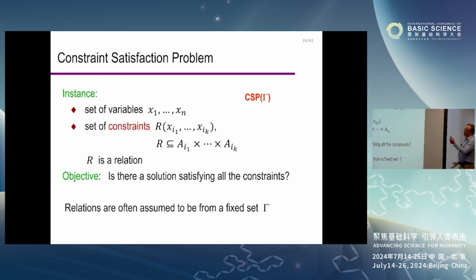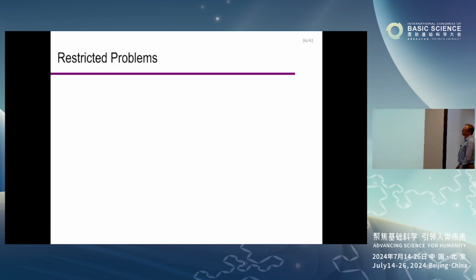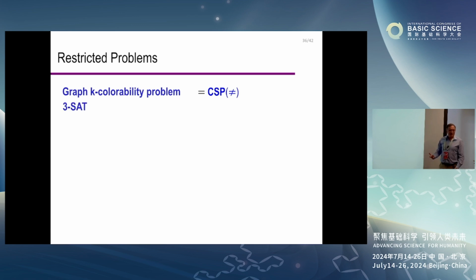Okay, so examples. Graph k-colorability. If you remember how we define it, we only use this disequality relation and nothing else. So that's a CSP of disequality. Okay. What about 3-satisfiability? We only use those clauses. And if you think about that again, every clause is just a relation, a ternary relation, 3 coordinates, right? And there are only 8 of them.